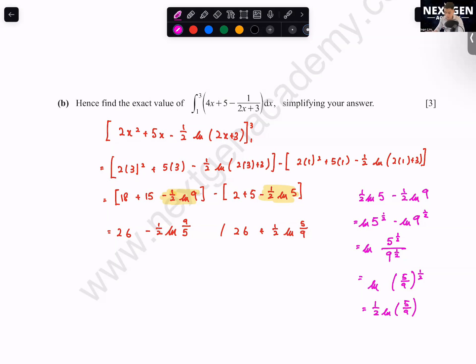Okay, in the mark scheme, when they say simplifying your answer, they want it in this form. Okay, so they want you to put it with the coefficient. They don't want it in power. Okay, why is it like that? I don't know. It's just how Cambridge marks the paper.